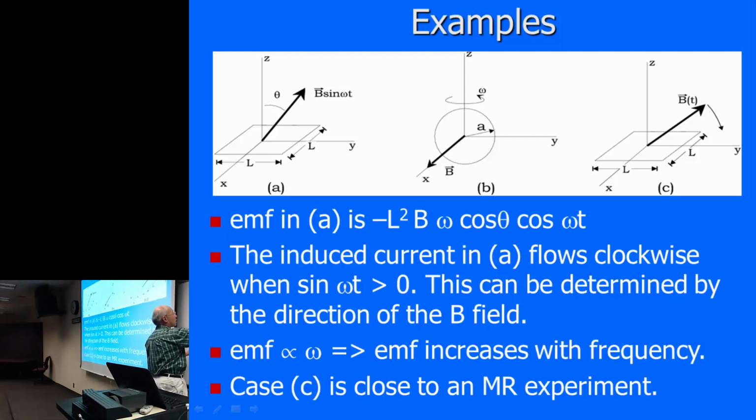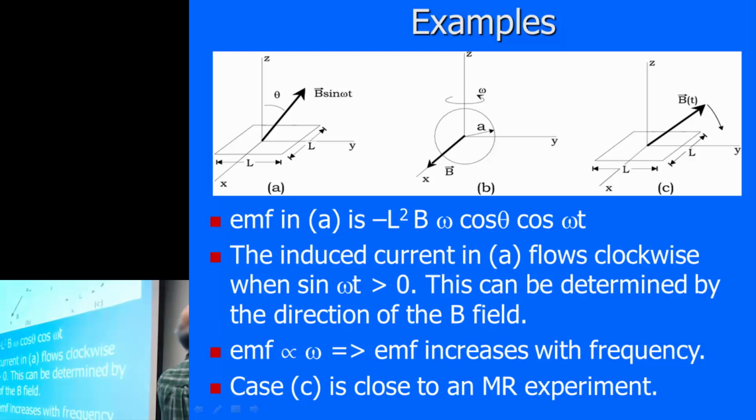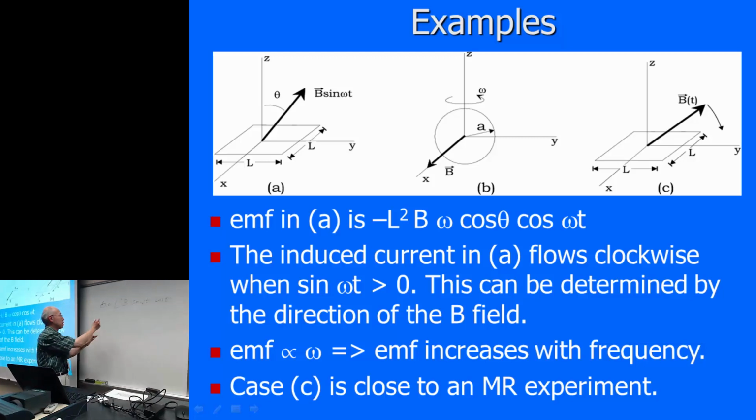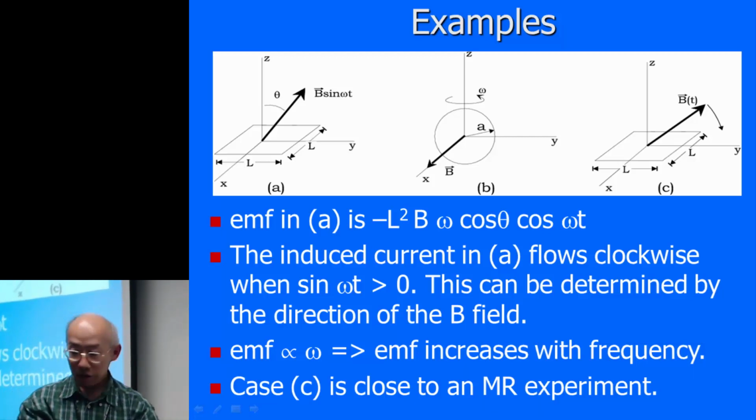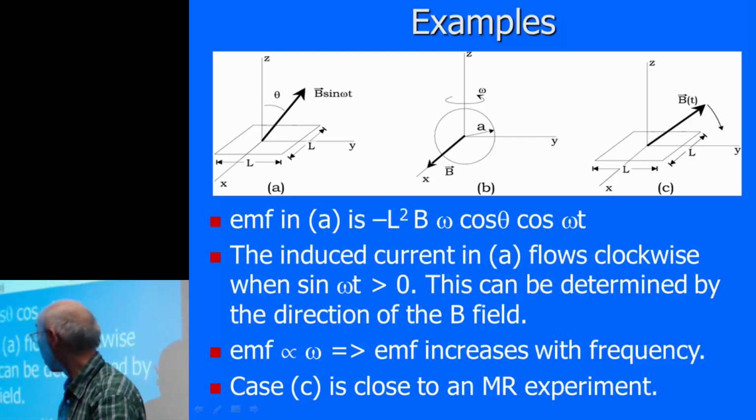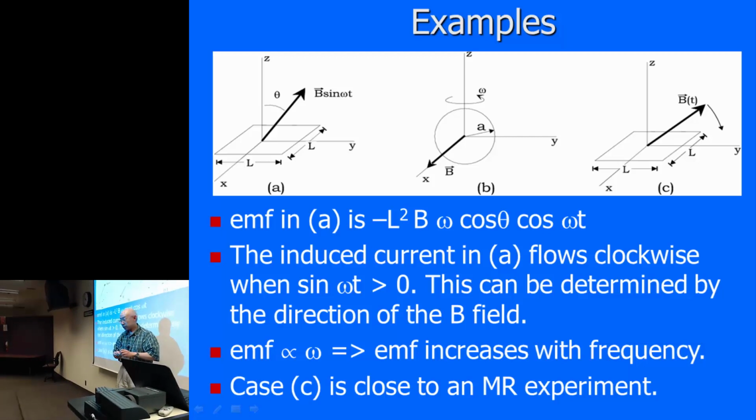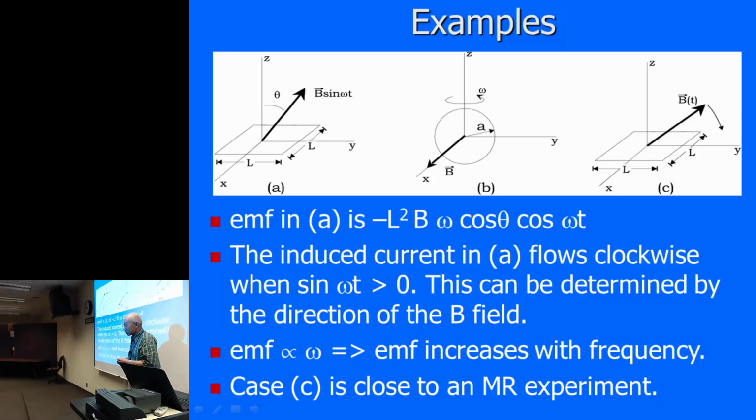So what is the flux? L squared, and then B, and then we still have that sine omega t, and also the cosine theta. So this is the flux. Now if you take this and calculate the derivative with respect to time, of course you get cosine omega t, you get this omega there, and also a minus sign here. So that's easy. And then you can work out the other two cases.